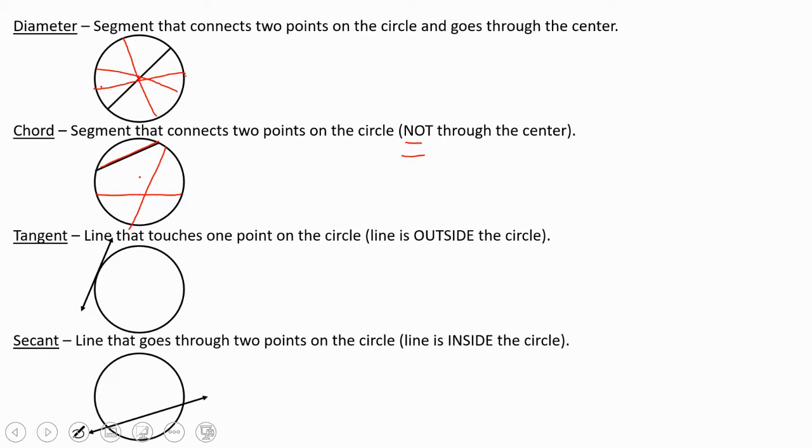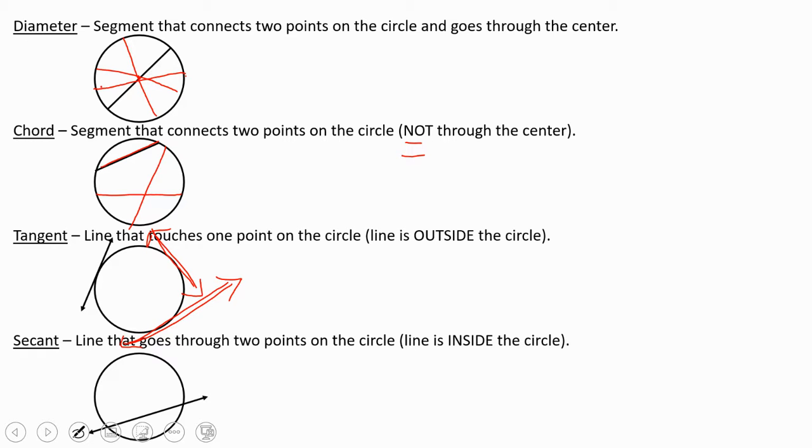Those are all segments. Next, we have tangent and secant, which are both lines, meaning they go on forever and ever. So the tangent is a line that touches 1 point on the circle. The line has to be outside of the circle so that it only touches 1 point. So that's a tangent. It just has to touch 1 point. And we use arrows to show that it goes on forever and ever in both directions.